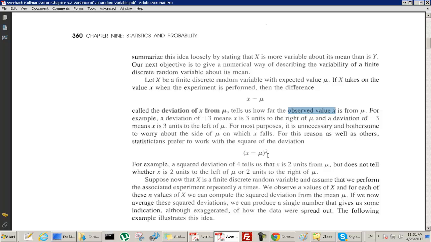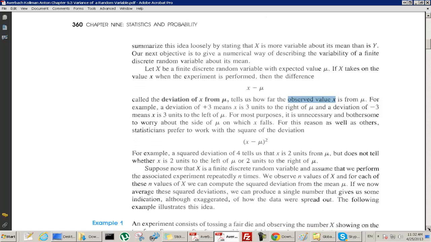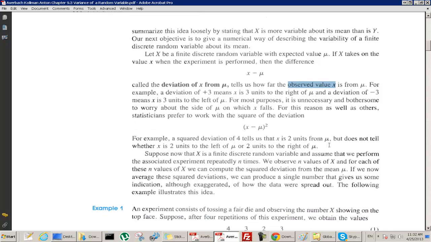So this might be positive or negative, but once you square it, it's only going to be positive. For example, a square deviation of 4 tells us that x is 2 units from mu, but does not tell us whether x is 2 units to the left of mu or 2 units to the right of mu. If you haven't gone through some of the statistics videos that I have under my statistics page, where we talk about the standard deviation for a set of data, you should do that first before you go through this.